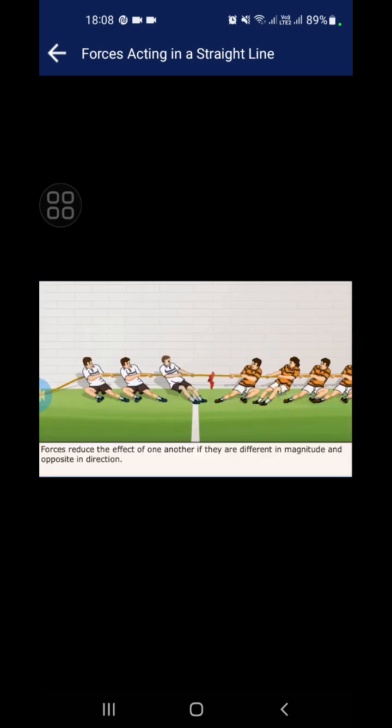Now here's something interesting. Two or more forces reduce the effects of one another if they are different in magnitude and opposite in direction. A moving object will move slower in the same direction or move in the opposite direction depending on the magnitude of the opposing force.